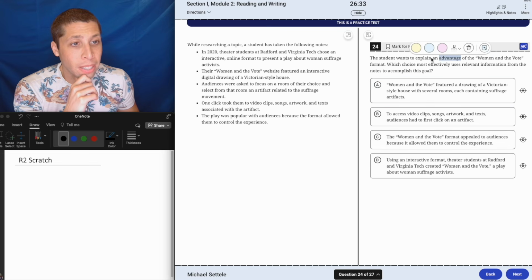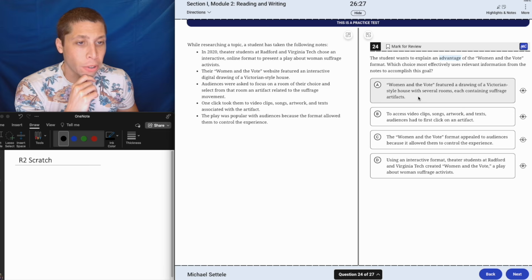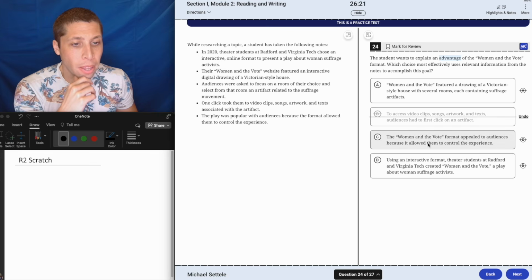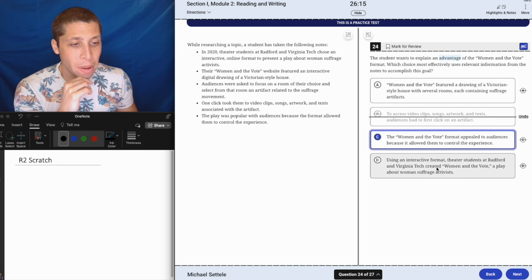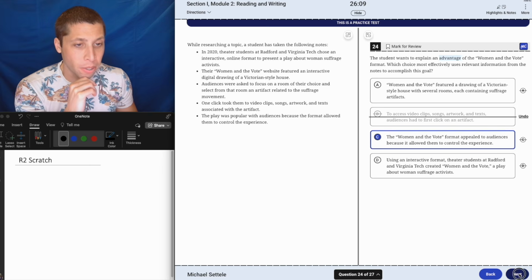Student wants to explain an advantage. Women in the Vote featured a drawing of a Victorian-style house with several rooms, each containing suffrage artifacts. Is that an advantage? To access video clips, songs, artwork, and text, audiences had to first click on an artifact, but it doesn't say the thing. The Women in the Vote format appealed to audiences because it allowed them to control the experience. That's an advantage. Using an interactive format, theater students at Radford and Virginia Tech created Women in the Vote, a play about women, but it doesn't say it's an advantage. So it's probably this. I'm just going to move on for the sake of time.